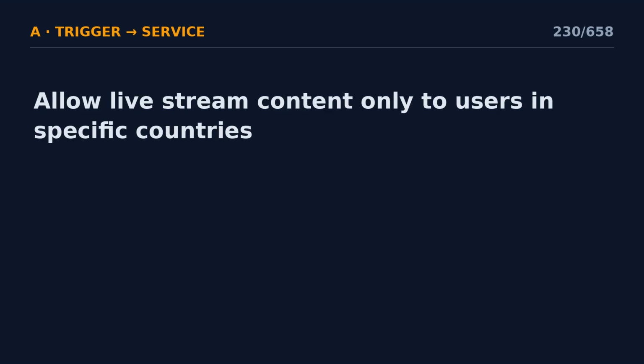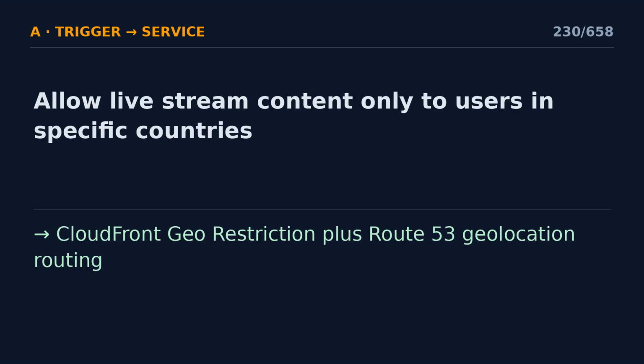Allow live stream content only to users in specific countries. Answer: CloudFront Geo-Restriction plus Route 53 Geolocation Routing.